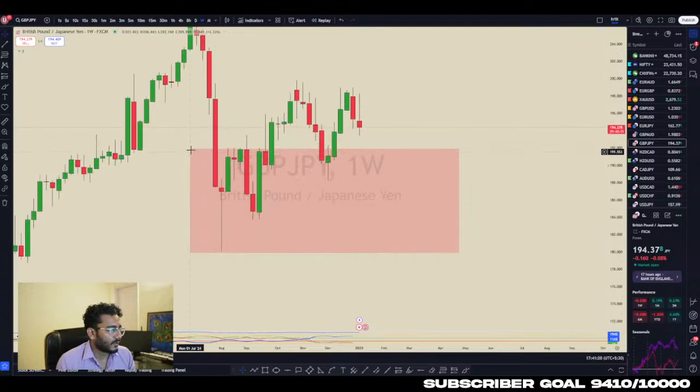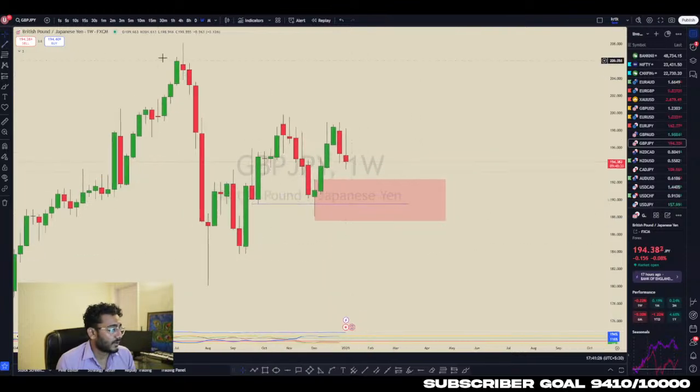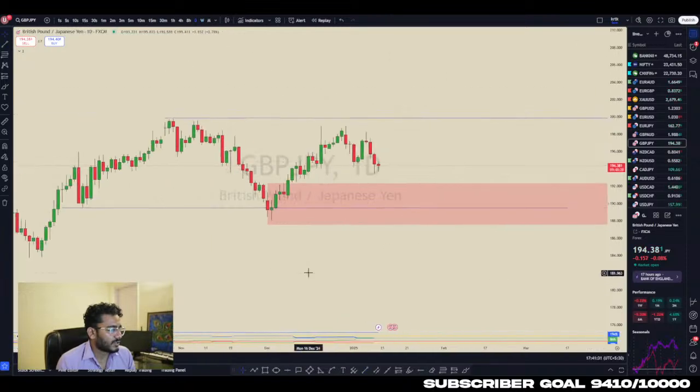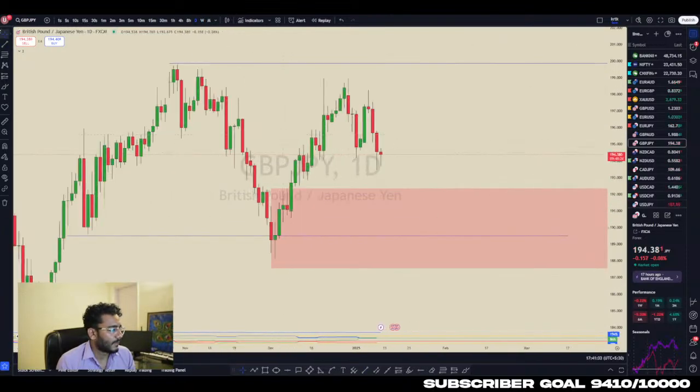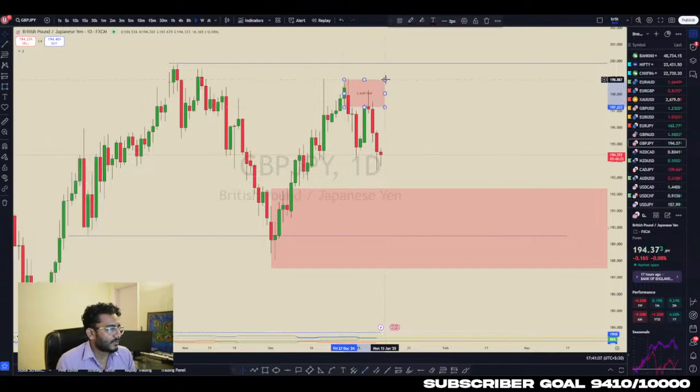Weekly we can see there is an order block, a weekly order block, which induced this low. Okay, so it has continued the upside, but still hasn't broken this structure. So waiting for price to break the structure. Till then, price has reacted from this order block on the daily time frame, so it's going to the downside.